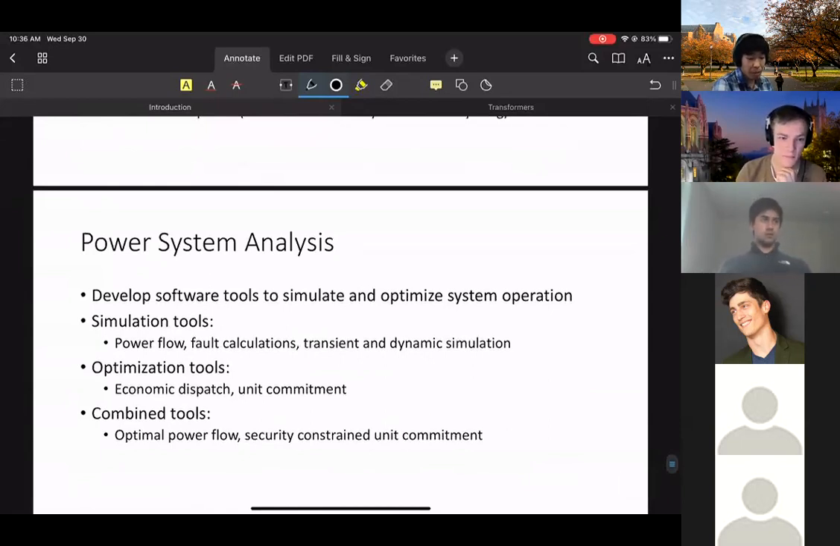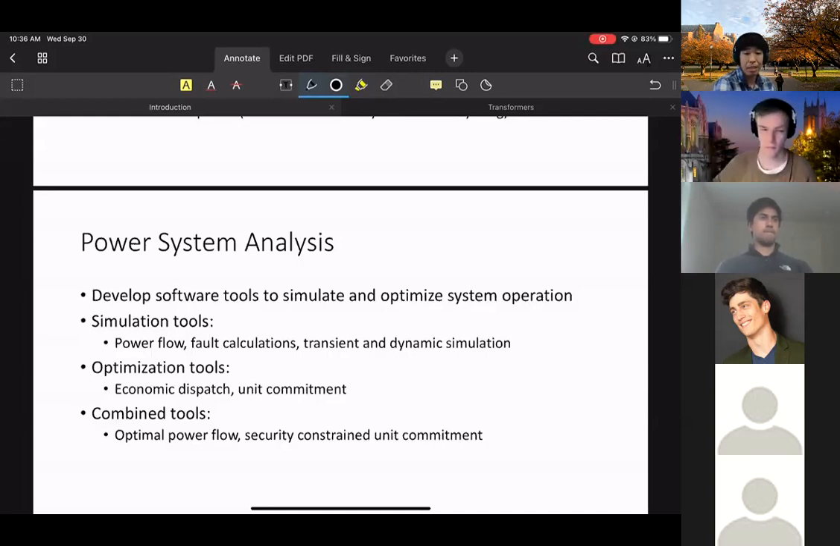The tools we'll be using are sometimes called simulation tools, and this is for power flow. You see this in PowerWorld. A simulation tool says, I have a system, let me change the load a bit and see what happens to the generation and the voltage. Or, I have a system and this line has a fault, so let's see dynamically what happens to the system. Is it still stable or not? This is sometimes called simulation tools.